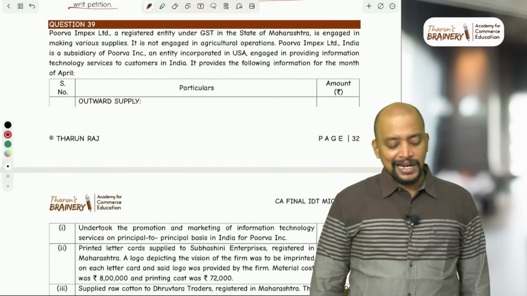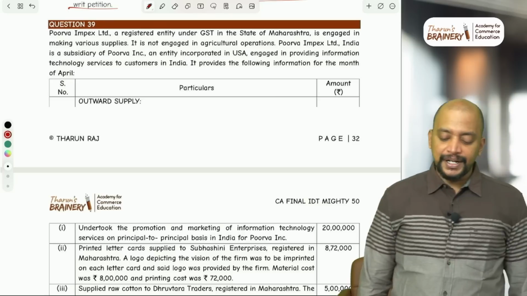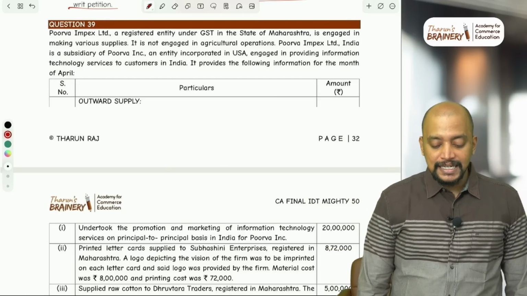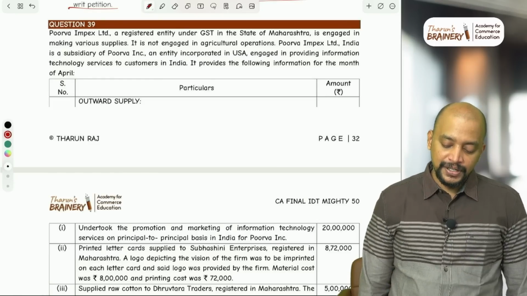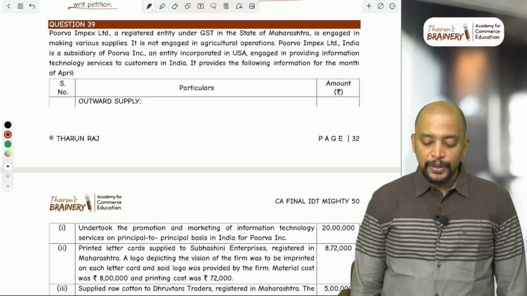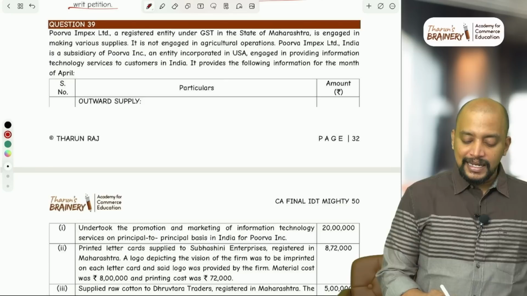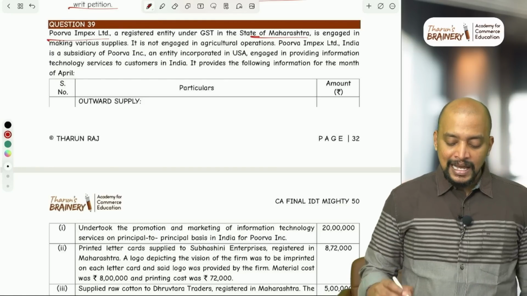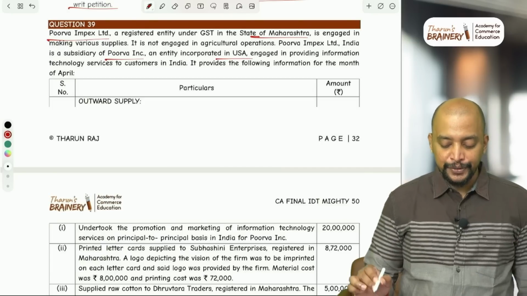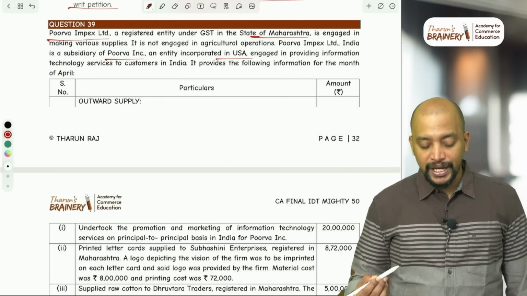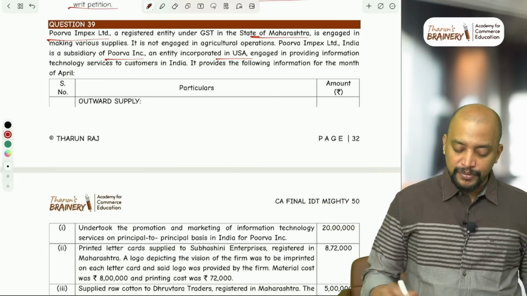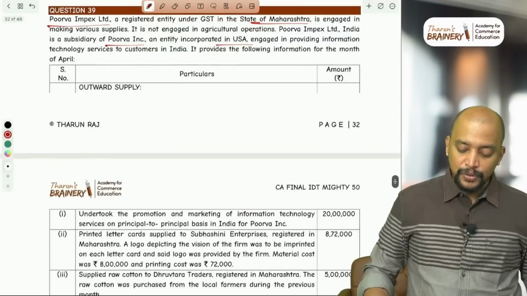Then question number 39. Purva Impex Limited, a registered entity under GST in the state of Maharashtra, is engaged in making various supplies. It is not engaged in agricultural operations. Purva Impex Limited, India, is a subsidiary of Purva Incorporation, an entity incorporated in USA. So basically they are entity registered in the state of Maharashtra, and they are basically a subsidiary of Purva Incorporation entity in USA. Providing information means Purva Incorporation and Purva Impex Limited in India, Maharashtra, they both are related. It provides the following information for the month of April. So they have given some outward supply details.